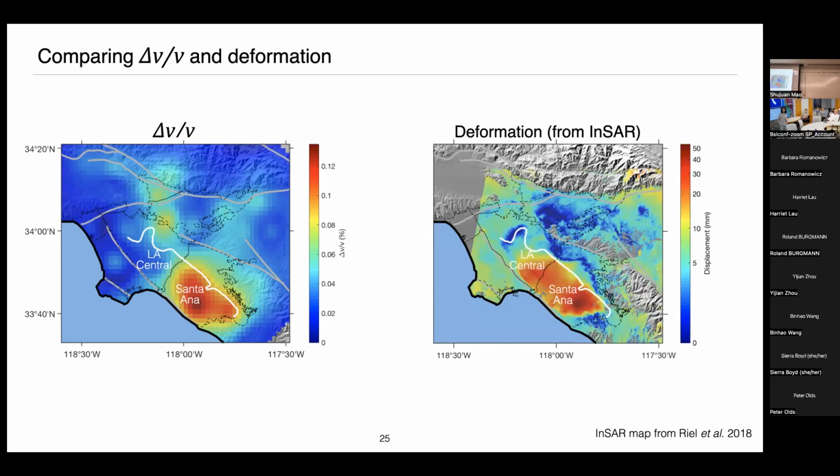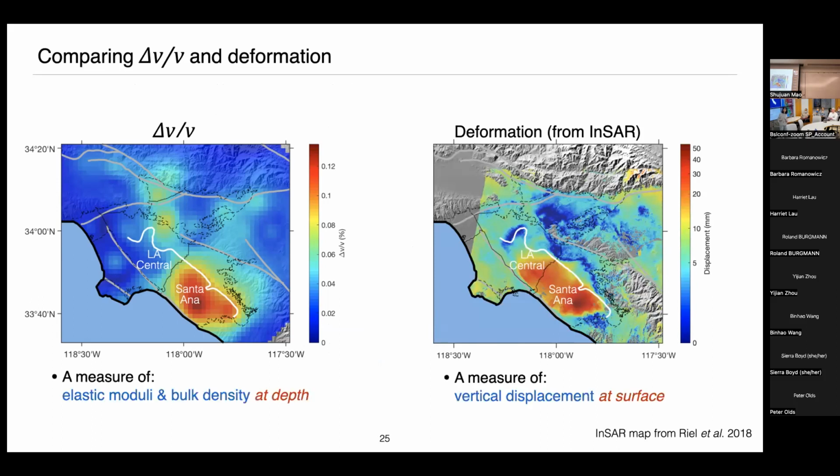We can then further substantiate this delta V over V image by comparing it to deformation inferred from InSAR. On the right side, to be more precise, is the measurement of vertical displacement at the surface, whereas our delta V over V is a measure of elastic moduli and bulk density at depth. But despite measuring different physical properties, these two maps show largely consistent patterns, both with dominant changes in the confined side of Santa Ana Basin. The main difference between these two images is probably this reddish area in LA Central Basin, appearing on the deformation map but missing in delta V over V.